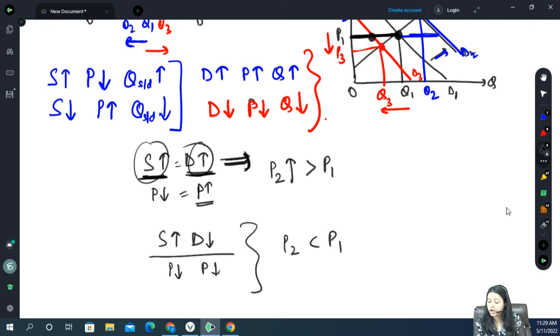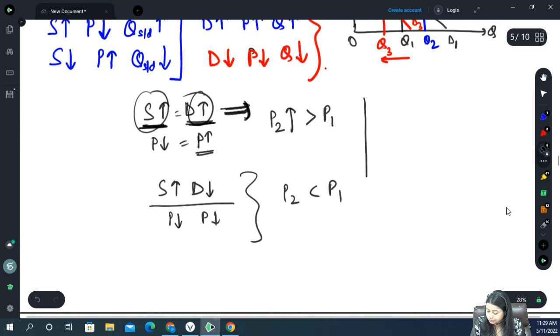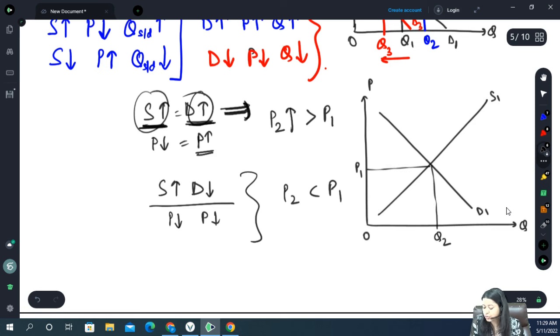Now let us quickly draw the graph and see. Price. Here I have my P1. Here I have my S1, and this is my current equilibrium. Now what I am saying is that there is a shift in the supply. Let me take an upward shift. I said increase, rightward shift.